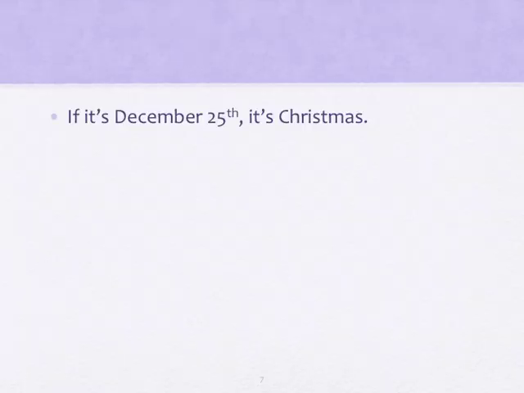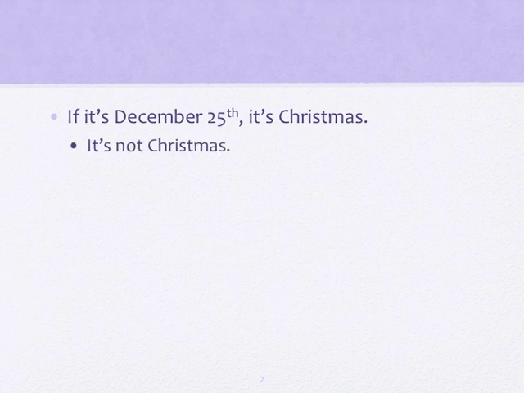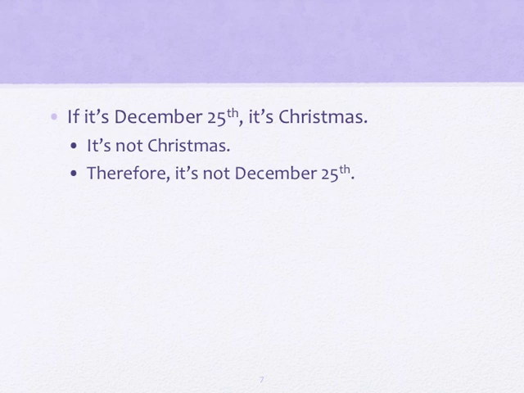All right, here's another argument. Here's the first premise: if it's December 25th, it's Christmas. Premise 2, notice here we have two premises: it's not Christmas. So these two premises are both true, and their truth guarantees this conclusion. Therefore, it's not December 25th.